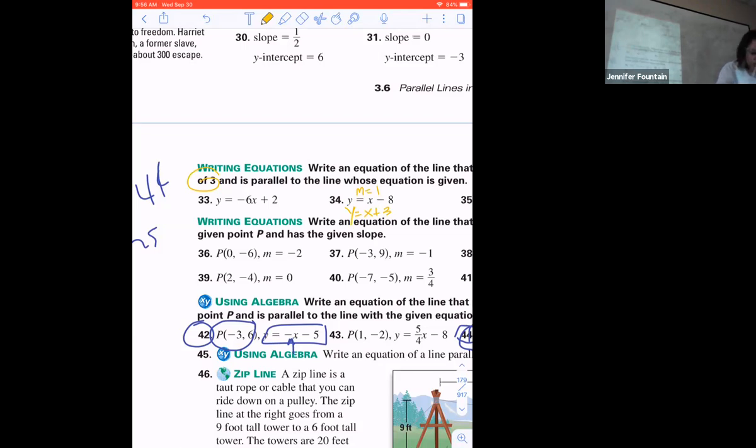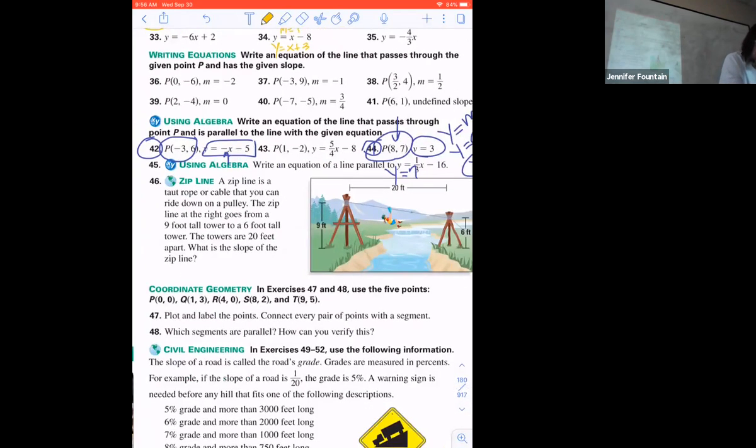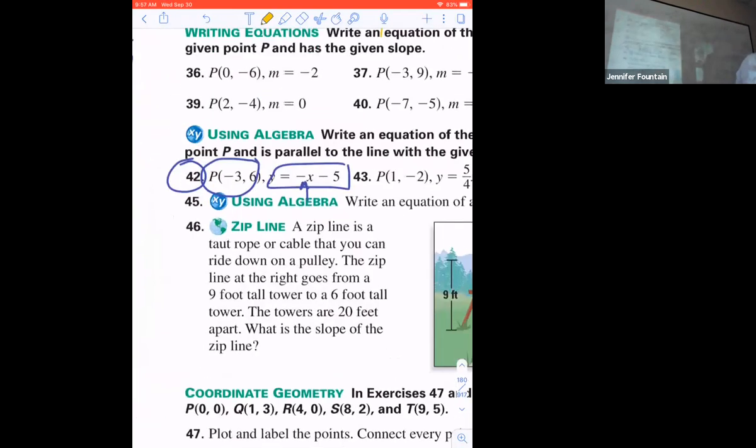And then we had 42 and 44. It says write an equation of a line that passes through P and is parallel to the line given. So notice here, we are looking for parallel, with P as -3, 6. And they've told us that y equals -x minus 5. So that means our slope is going to be -1. So in number 42, y equals -x plus 3.